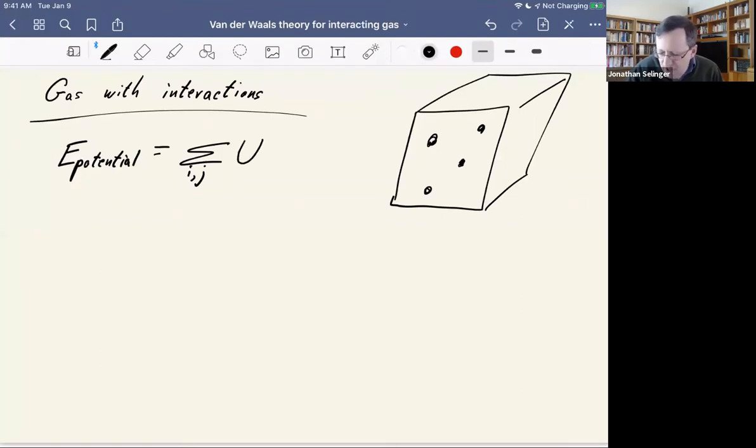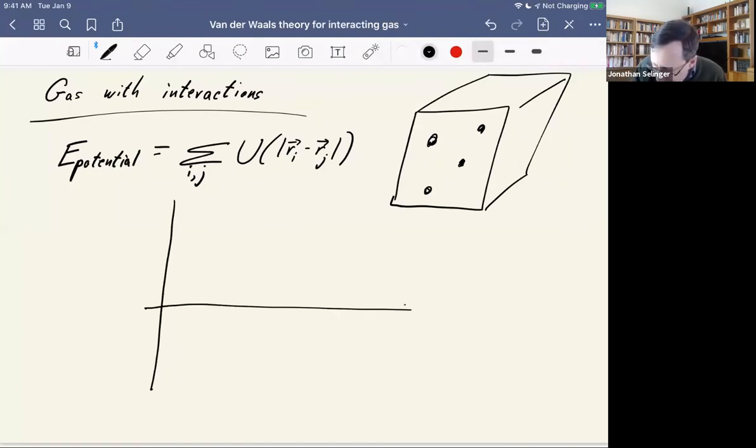And let's say that there's an interaction potential, U, which depends on the distance between them. So the distance between the position r_i and the position r_j. Now, the specific form for this interaction potential will certainly depend on what type of molecules you have. It'll be different for argon versus oxygen or nitrogen or any other kind of molecule. But in general, the interaction between molecules looks something like this graph that I will sketch.